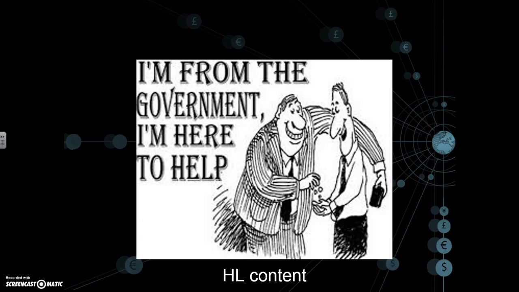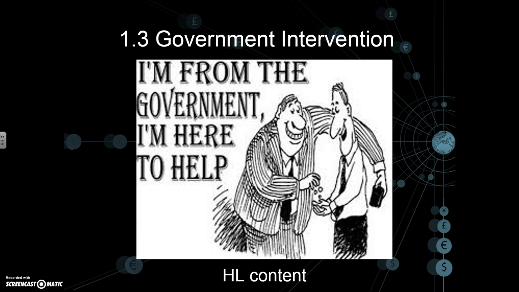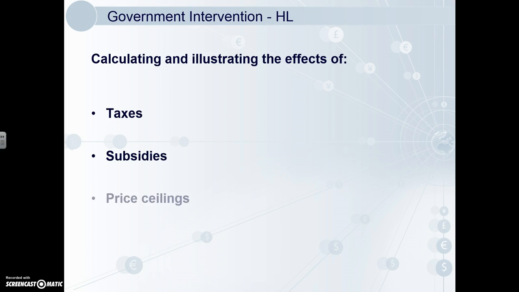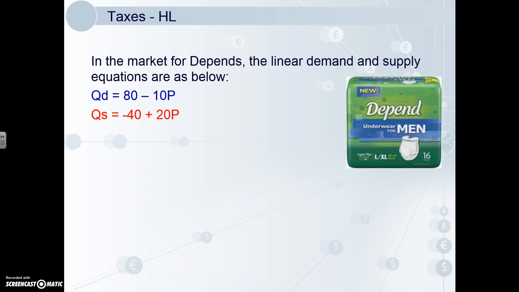Hello people, today we're going through the HL content for 1.3 Government Intervention. We'll be calculating and illustrating the effects of the four government interventions of taxes, subsidies, price ceilings and price floors. We'll be building on what we did with linear equations in section 1.1. First, we'll look at taxes.